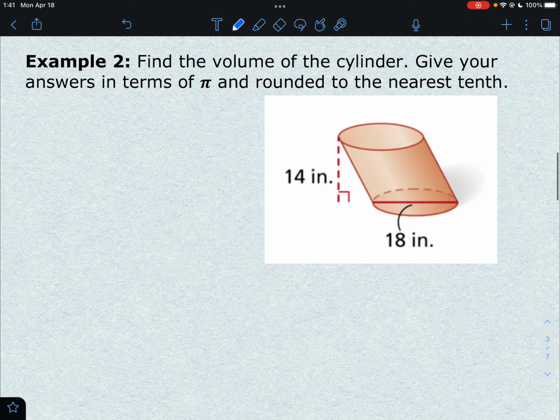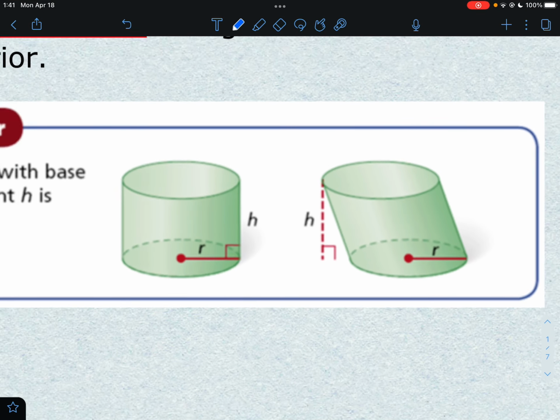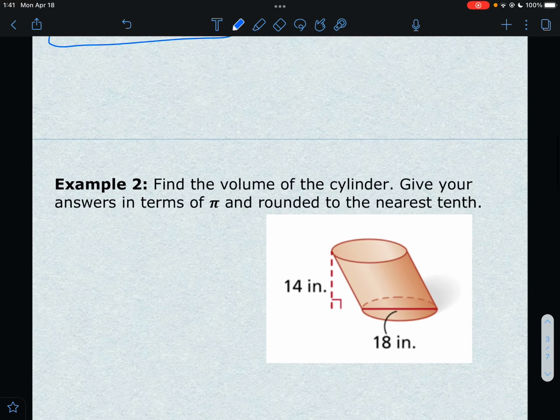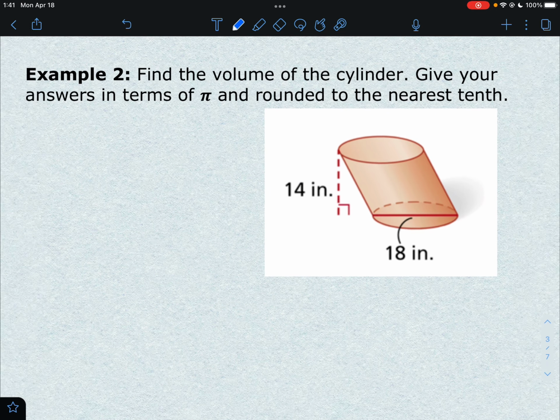Problem 2. Now it's the same exact problem. It's still a cylinder. It's just slanted. But it doesn't matter. If you go back to our first slide, it doesn't matter if the cylinder is slanted or not. It's still the same formula. Okay, we call this an oblique cylinder because it's slanted here. So we're going to try the same formula on this one, pi r squared h.